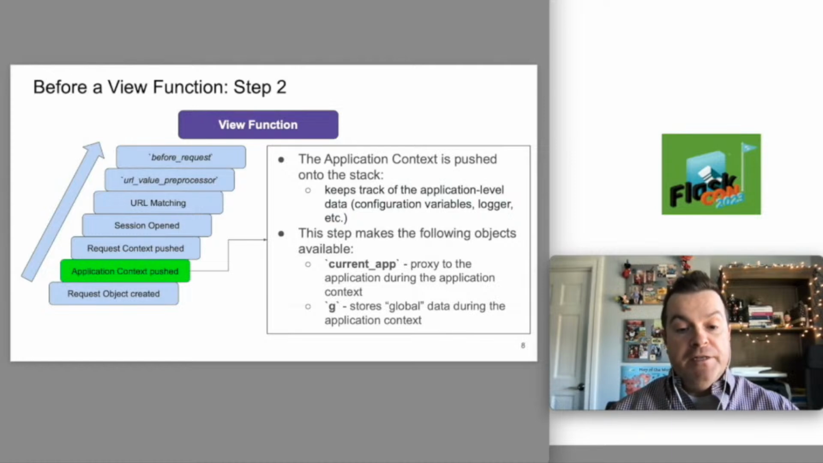Next, the application context gets pushed onto the stack. The application context is what's used to keep track of application level data, like configuration variables and the logger, things like that. With the application context pushed onto the stack, we now have the current_app proxy available and g for storing global data throughout this sequence of events.